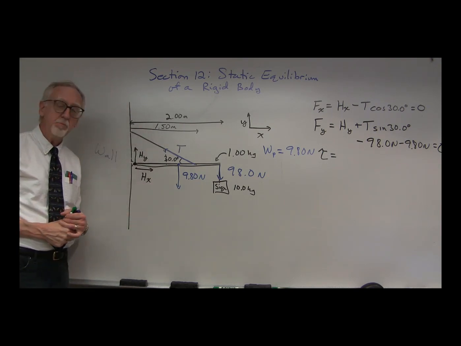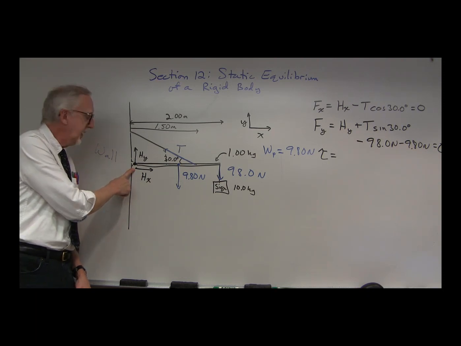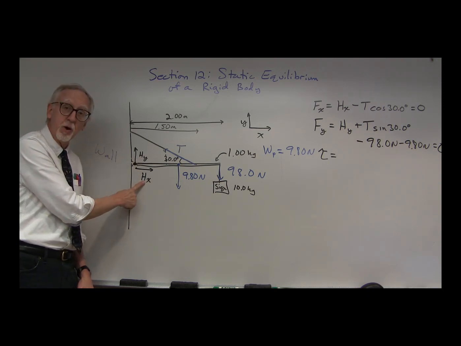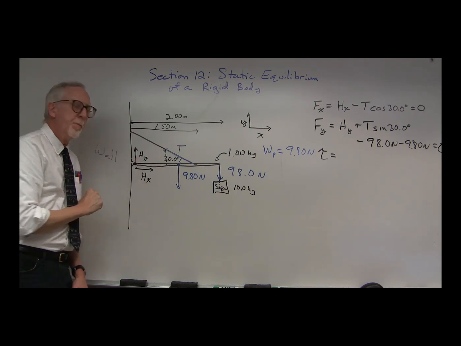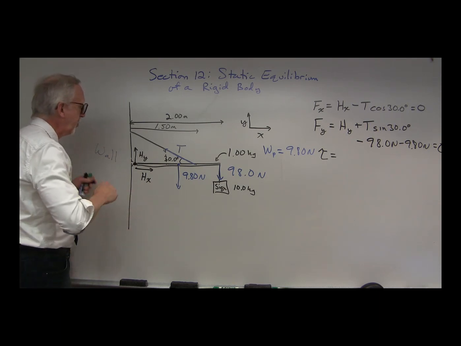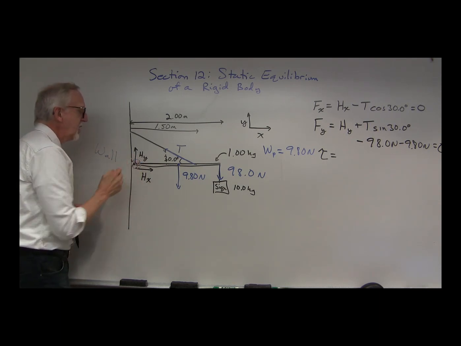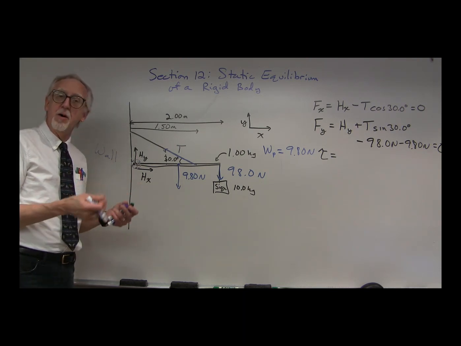Well, where could we do that? Well, how about right here? Why don't we define it at the hinge? Because we actually have two forces, well, the two components of one force, Hx and Hy, both acting at the hinge. If we choose our origin at that point, that would remove both of those forces, both of those components, from the torque equation.